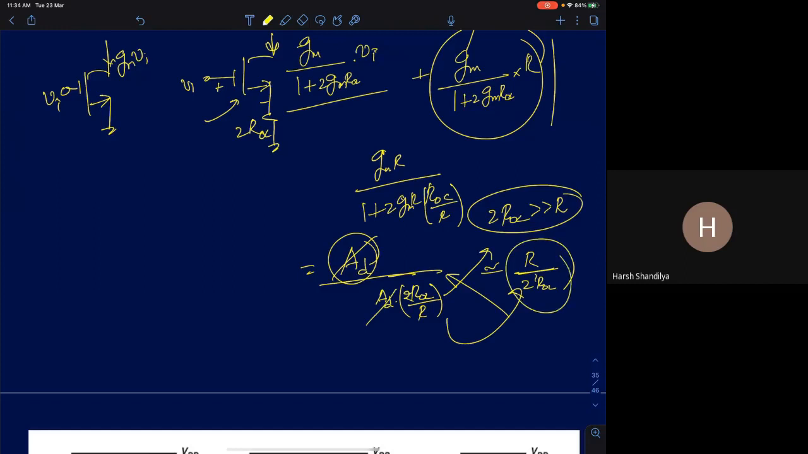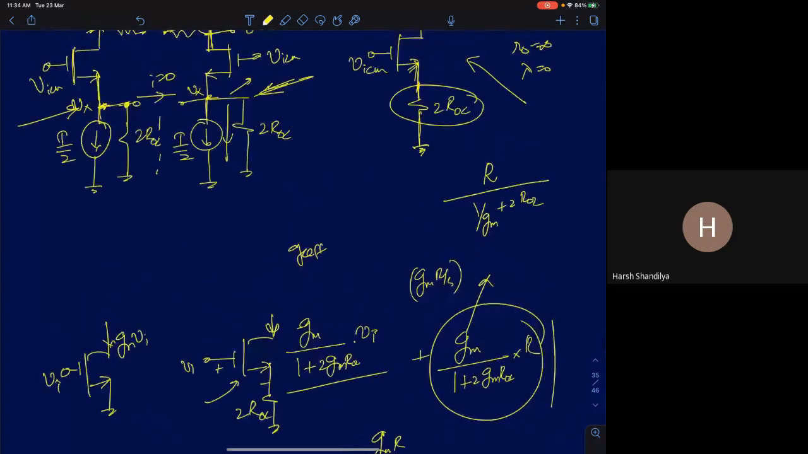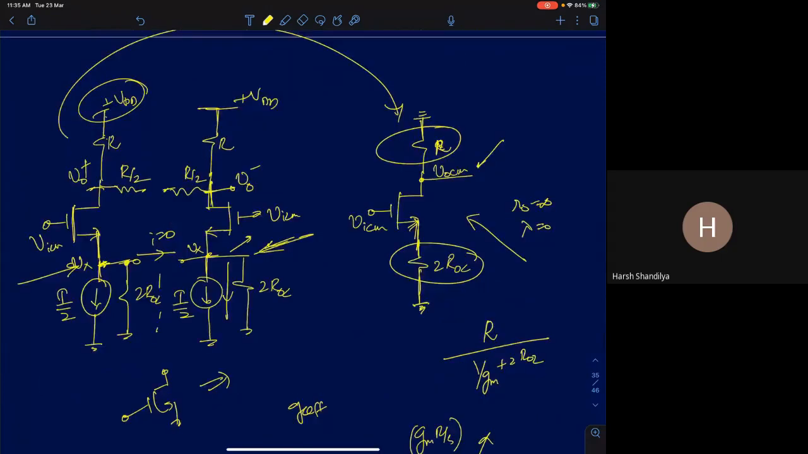So if you want to reduce your common mode gain, then choose ROC as high as possible. If let's say I can't get a good resistance using a simple current source, then to increase output resistance, what should I do? A cascode current source, right? You should go for a cascode current source that's going to increase your ROC. That's it. So that finishes ACM for this circuit.